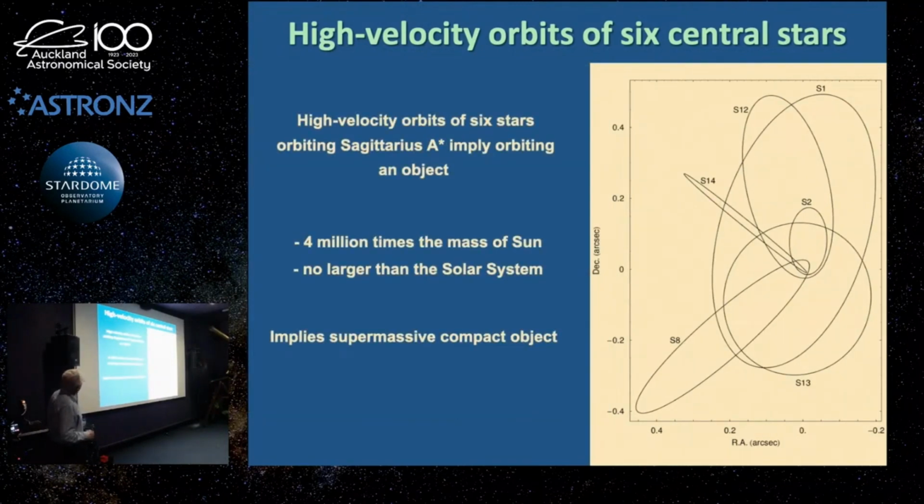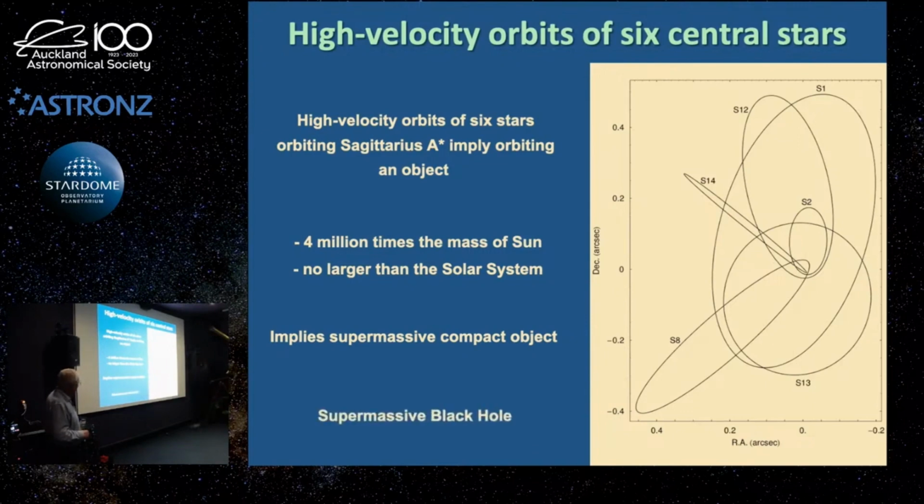And what they concluded was that these high velocity orbits of these 6 stars were orbiting that point radio source, Sagittarius A star, implying it was orbiting an object. The mass they calculated was at least 4 million times the mass of our sun, and it was very compact. It was no larger than the solar system, which in the big scheme of things is not very big. So that implies it's a really supermassive compact object.